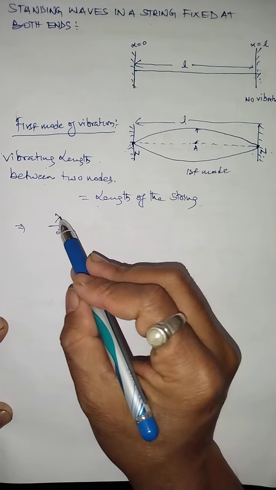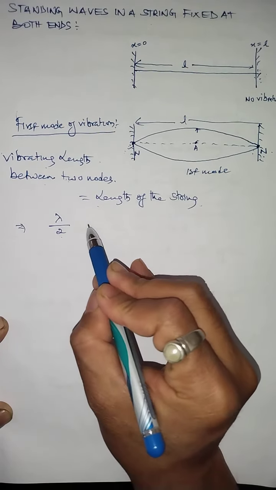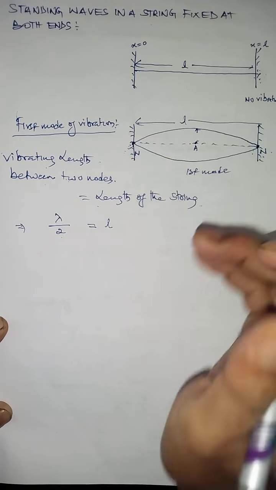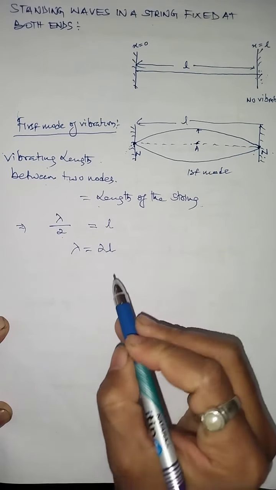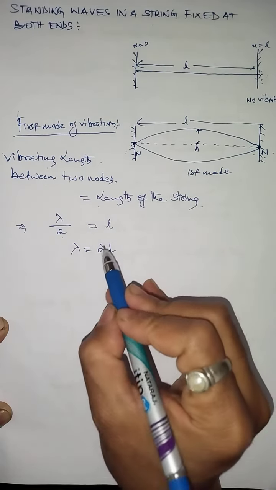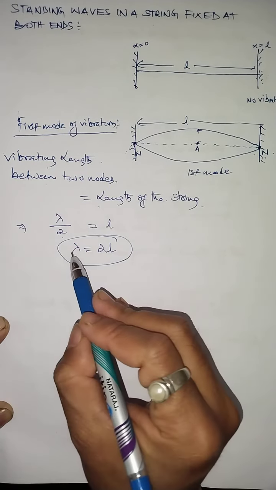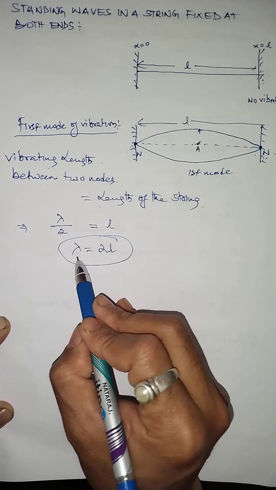Lambda is the distance between two nodes, as you know, given by lambda by 2. And lambda by 2 equals to what? L, because the length of the string is L, so lambda equals 2L. So what is the wavelength under the first mode of vibration? Equals 2L. So remember this, lambda is the wavelength of the vibration, and this wavelength lambda equals 2L.